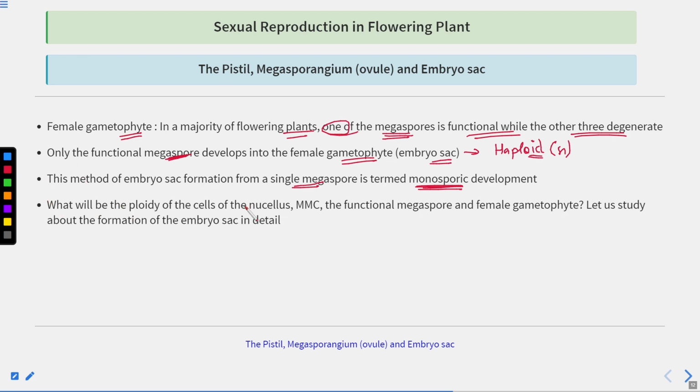Clear? Now what will be the ploidy of the cells of the nucellus? Nucellus cells, these are diploid. Megaspore mother cell, these are also diploid. Okay, functional megaspore will be haploid. Female gametophyte, again the cells will be haploid.